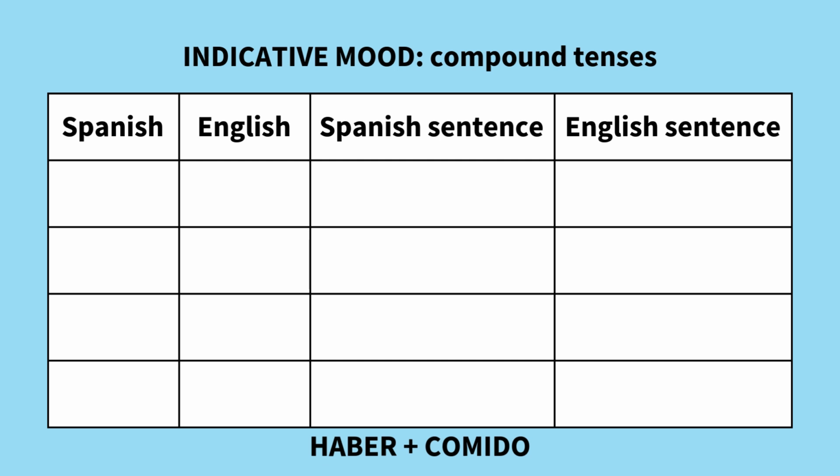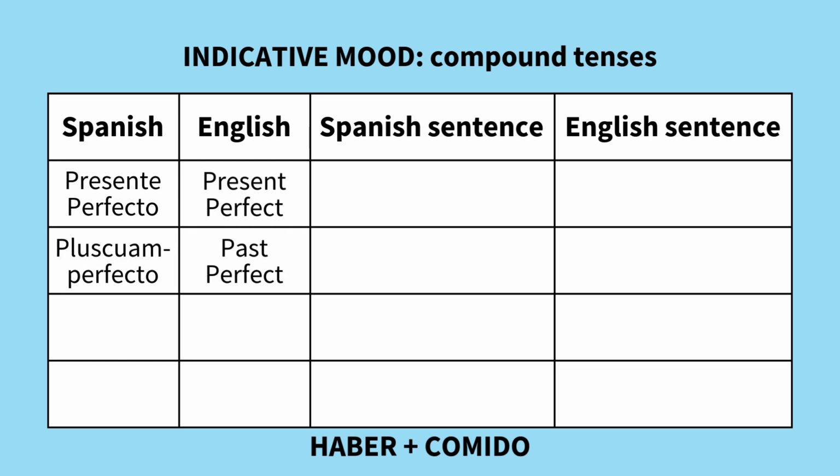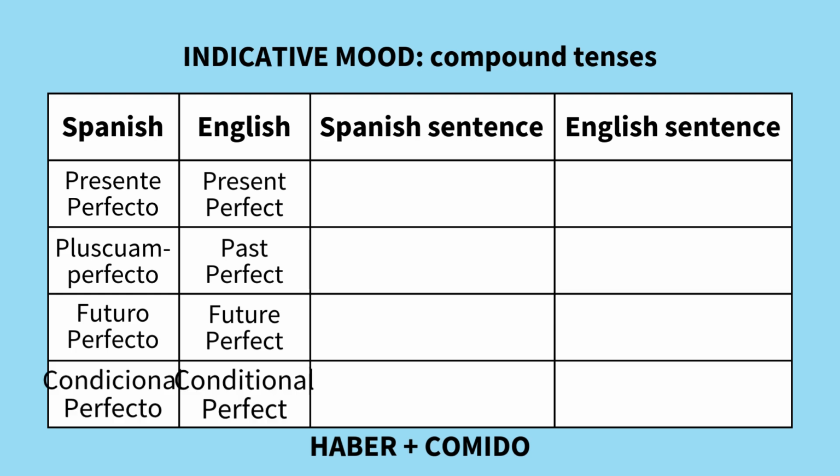So the perfect tenses are formed by combining the helping verb haber, to have, with the past participle of the main verb. In this case is comido, eaten. For the indicative mood, we have four main compound tenses. There's a fifth one, but it's very rarely used. We have presente perfecto, present perfect, pluscuamperfecto, past perfect, and sorry about the long name, futuro perfecto, future perfect, condicional perfecto, conditional perfect.